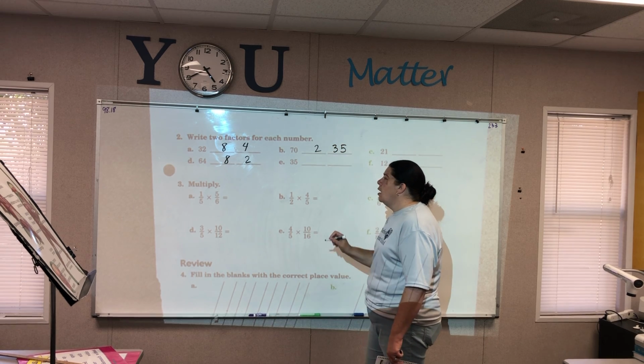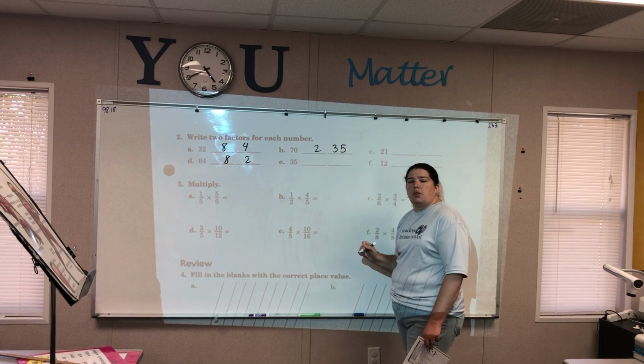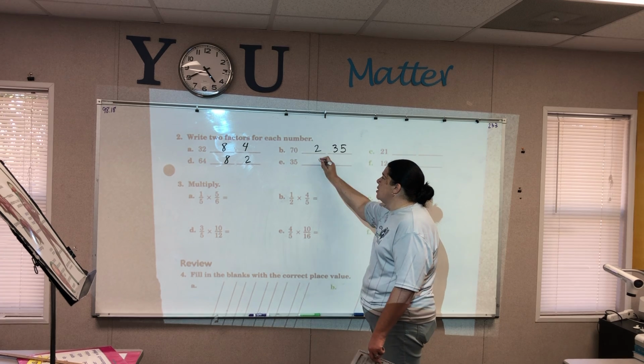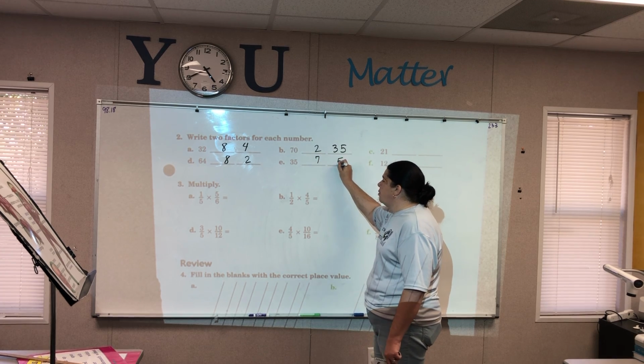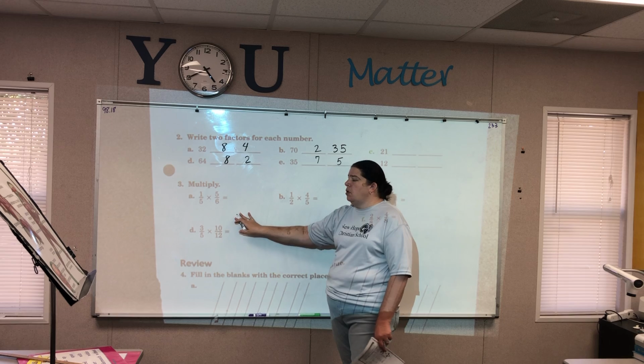You guys are quick. 35. Two numbers that, when you multiply them together, get to 35. How about 7 and 5? Very good. Let's move down to fractions.